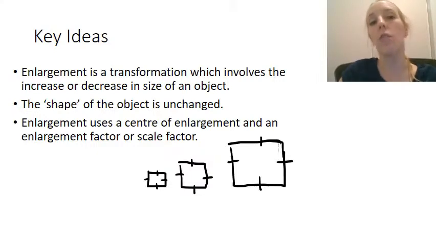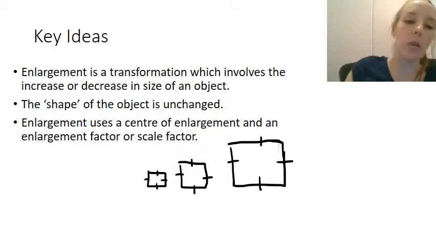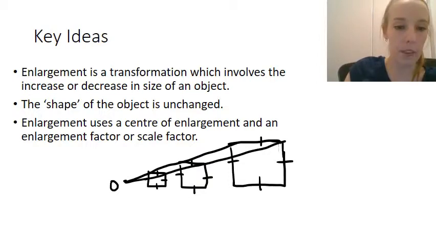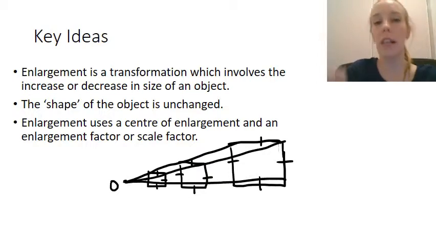So the shape of the object must stay unchanged, and enlargement uses a center of enlargement and an enlargement factor or a scale factor. So our center of enlargement is usually an O point here, which each of the different corners of our shape will hit. It'll become more clear as we move on through this.